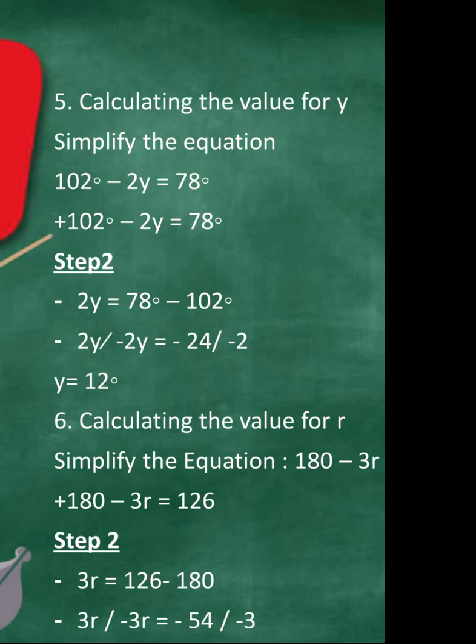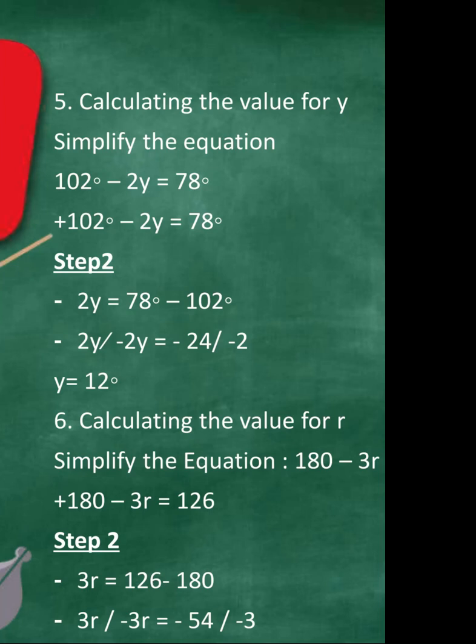Okay, so it means that 102 is positive. Can you see on the second line there? 102 is positive and 2y is negative, because on the 102 side, there's no negative sign. So it means that it is positive. That's why there's no negative sign.